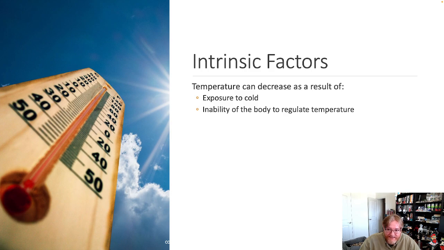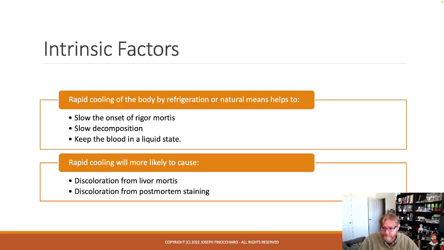Temperature can decrease as a result of exposure to cold, that's not a hard one, and again the inability of the body to regulate its temperature. Rapid cooling of the body by refrigeration or natural means helps to slow the onset of rigor mortis. We're going to study in depth why rigor mortis is important to us, or at least important to embalmers, later in the course. It also slows decomposition and keeps the blood in a liquid state. Rapid cooling will more likely cause discoloration from livor mortis and discoloration from postmortem staining.